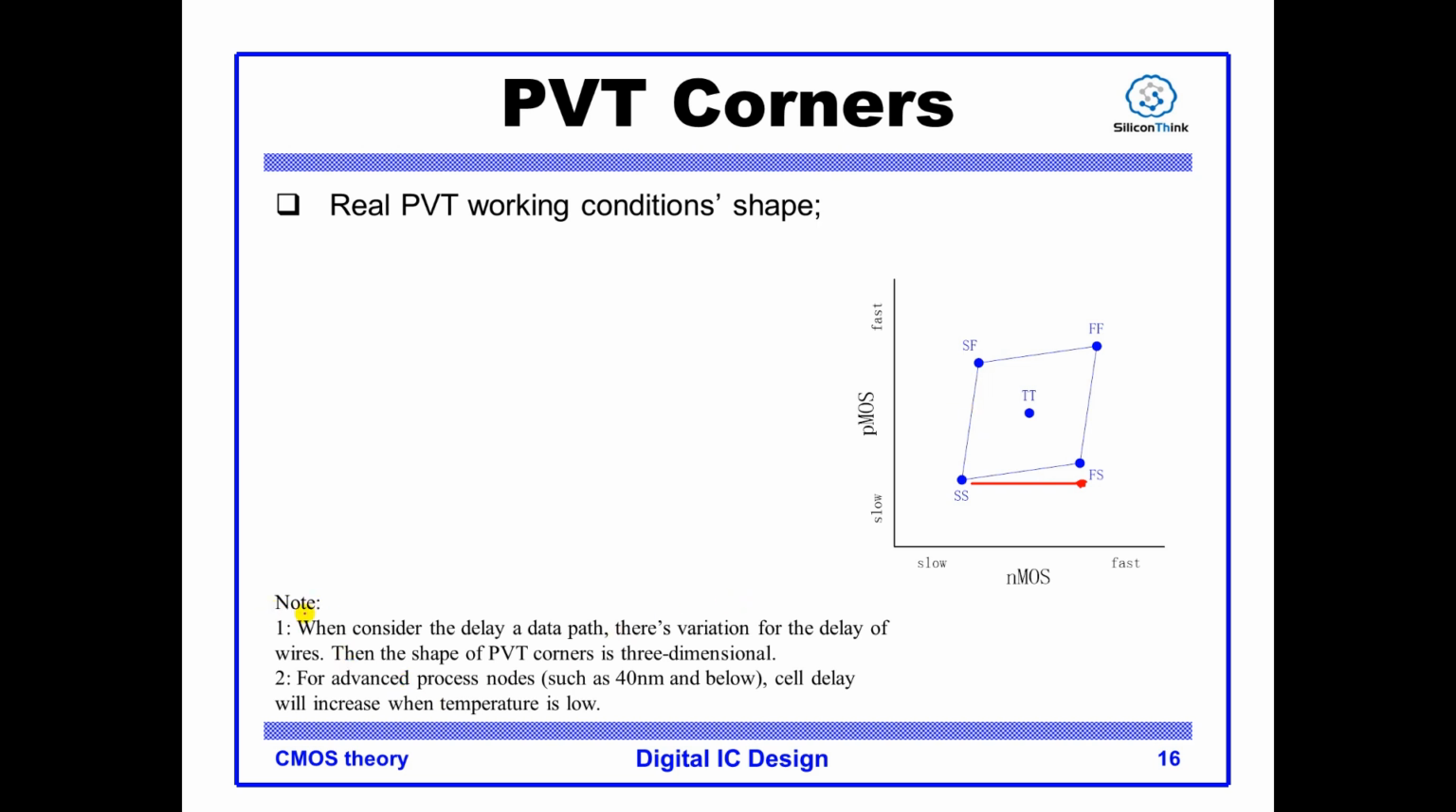Okay, there are some notes. Let's introduce note 2 first. It says for some advanced process nodes such as 40 nanometers and below, the cell delay may increase when temperature is low. Let me draw a curve to show that. This is the temperature. This is the cell delay, and this may be minus 40, this is 125. So the cell delay may be something that looks like that.